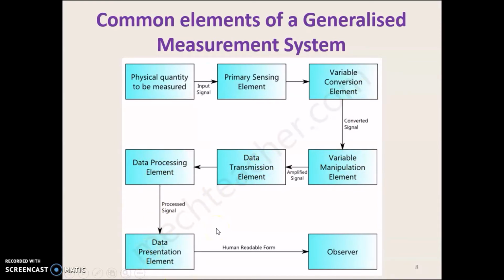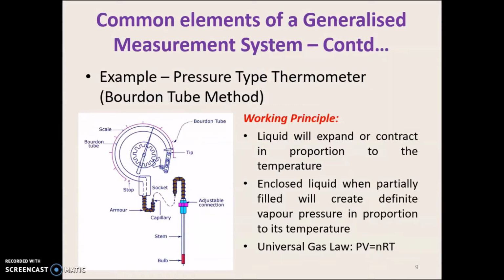Now we will see with an example. Consider an example of a pressure type thermometer, otherwise called the Bourdon tube method of measuring temperature. Here, in the pressure type thermometer, please note that we are not going to measure the pressure. We are going to use the thermometer to determine the temperature using the pressure. This is very, very important.